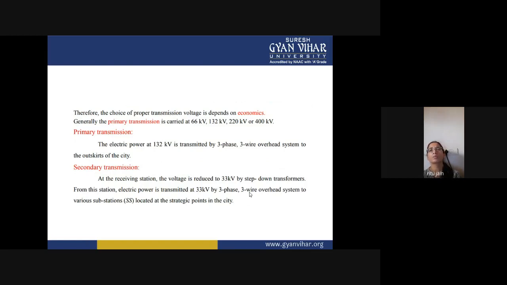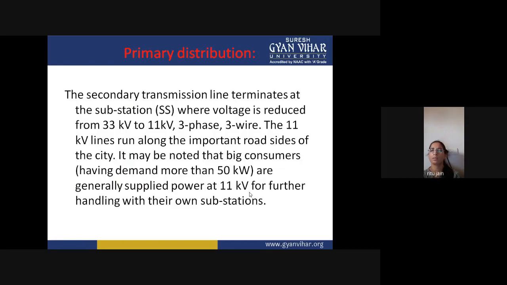In primary transmission, the electric power at 132 kilovolt is transmitted by three-phase, three-wire overhead system to the outskirts of the city. Then in secondary transmission, at the receiving station the voltage is reduced to 33 kV by step down transformer. Then from this station, electric power is transmitted at 33 kV by three-phase, three-wire overhead system to various substations located at strategic points in the city.